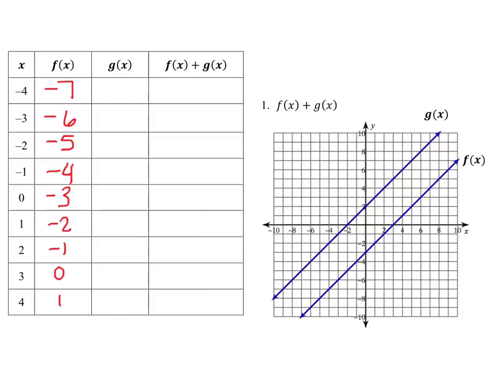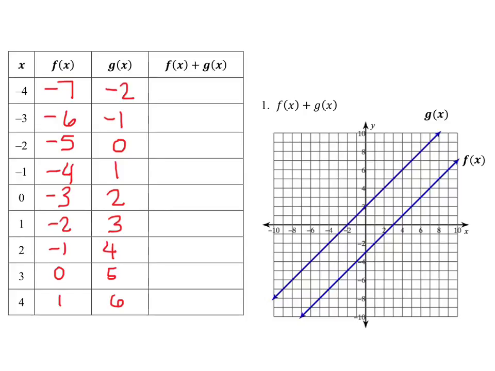I'm going to do the same thing for g of x. I'm going to plug -4 in for x, gives me a -2. I plug in a -3, I'm at -1. At -2, my y value is 0. At -1, my y value is 1. At 0, I'm at 2. And then 3, 4, 5, and 6.